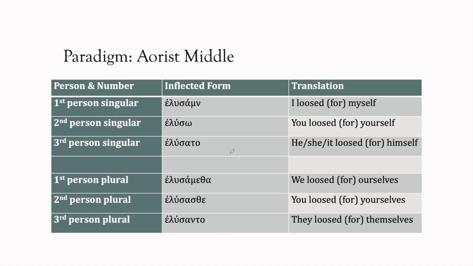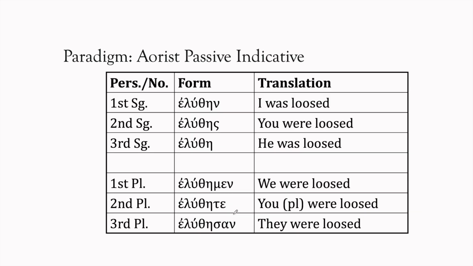Here's the paradigm for the aorist middle. There's a typo in that first box, so it's elusamen. Okay, I forgot the nu in the eta in there. Eluso, again, that's a bit different, but we'll get to the morphology later. Elusato, elusametha, elusasthe, elusanto. And finally, here's the paradigm for the aorist passive.